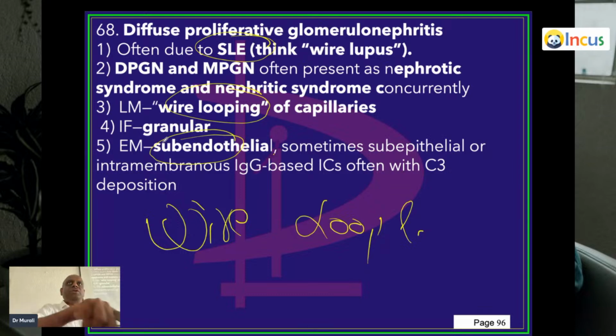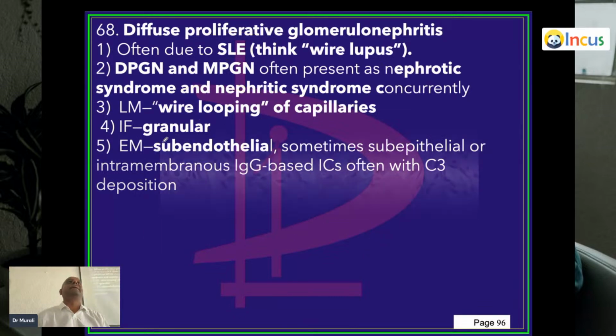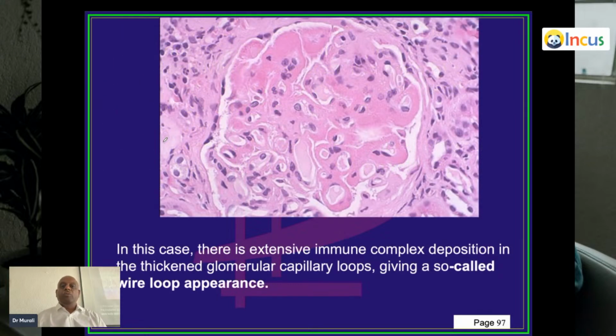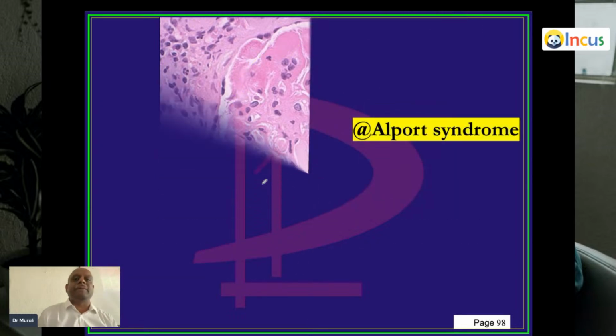Where is the endothelium? You have all capillaries, no, glomerular capillaries. उसका endothelium रहता है ना, उसके नीचे हुआ तो सब-endothelial, GBM के नीचे हुआ तो सब-epithelial, और GBM के अंदर हुआ तो intramembranous. Simple, right? Now what do you see here? Extensive immune complex deposition with thickened glomerular capillary loops, which is called wire loop appearance, seen in the case of lupus nephritis in SLE.